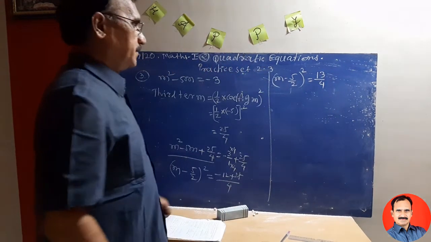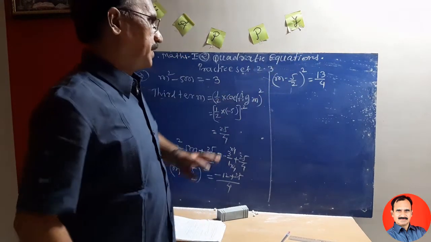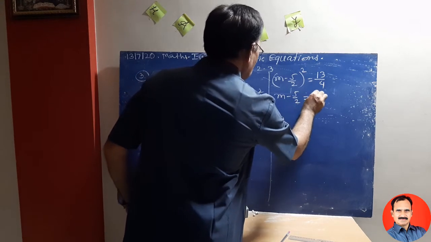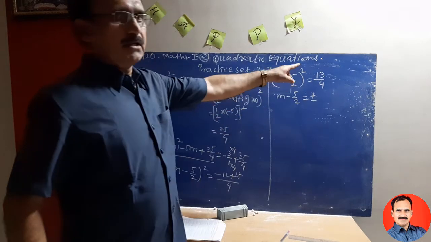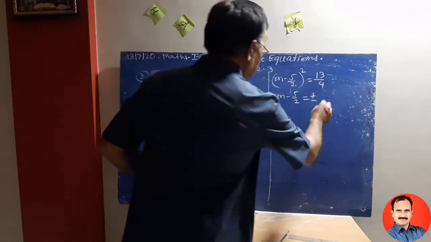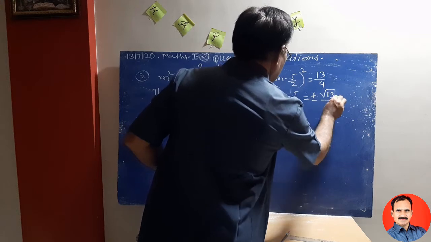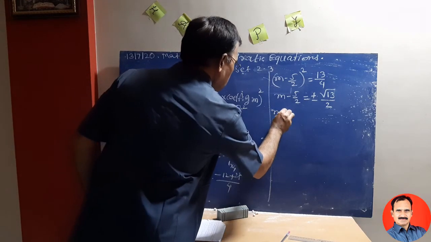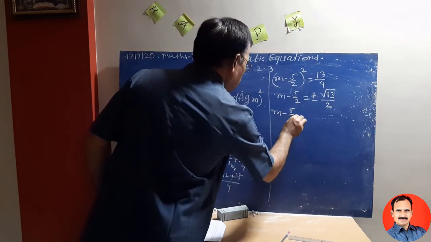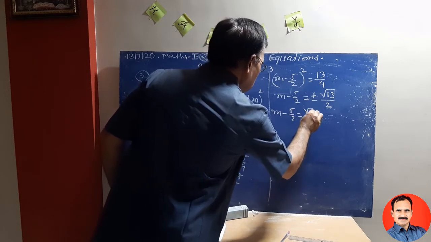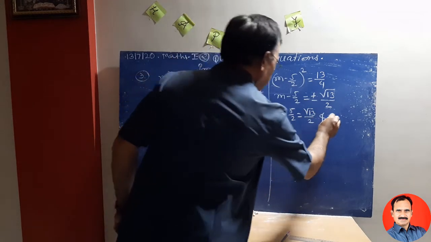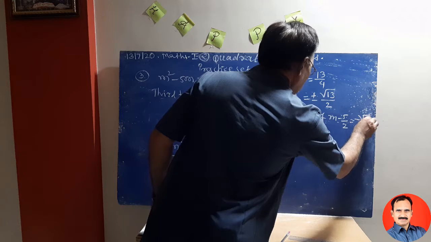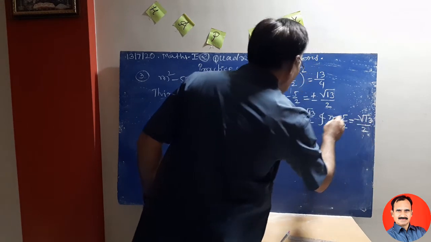13 upon 4. By taking square root of both sides, we get m minus 5 by 2 is equal to plus or minus. Here 13 is not a perfect square, write it in root sign. Under root 13 divided by 4, 4 is a perfect square. Root of 4 is 2. Now we can write m minus 5 by 2 is equal to root 13 by 2 and m minus 5 by 2 is equal to minus root 13 upon 2.